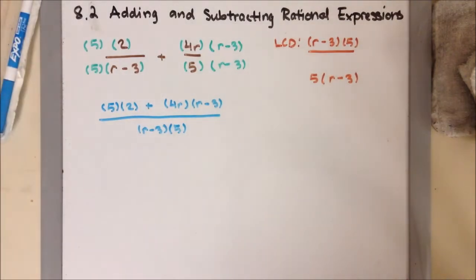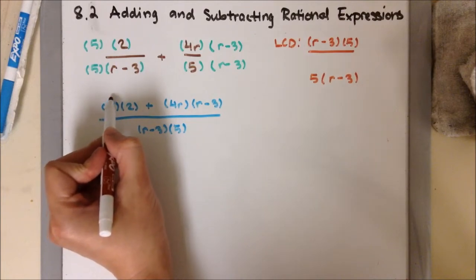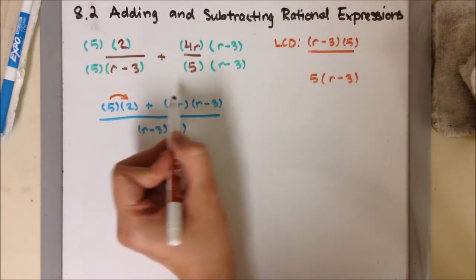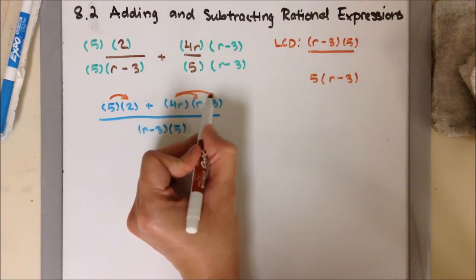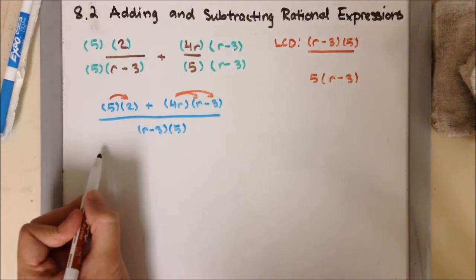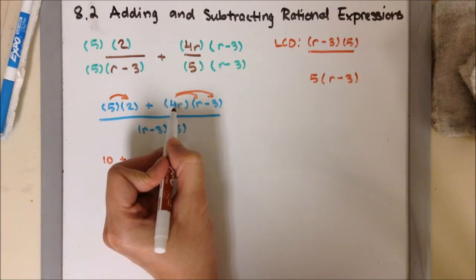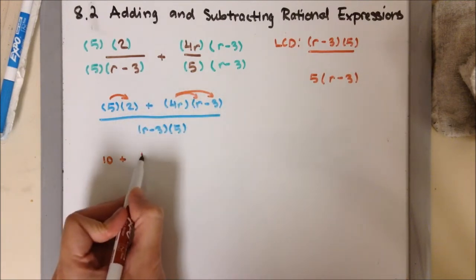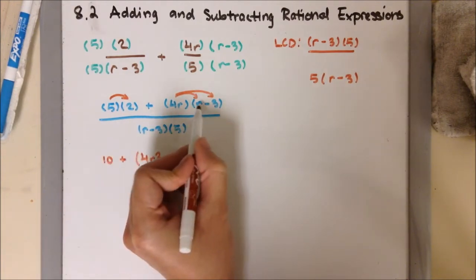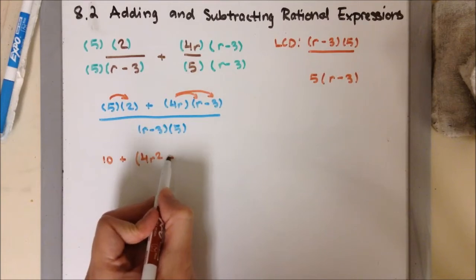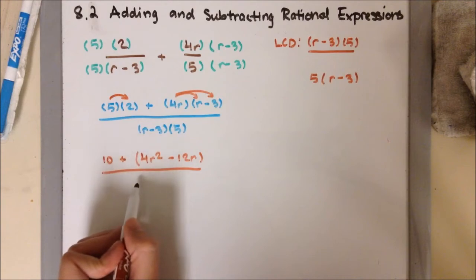Next, we are going to multiply in the numerator. I'm going to multiply the 5 with the 2, and then the 4r I'm going to distribute to the r and the minus 3. So in the first part, 5 times 2 is 10. Then I'm going to bring the plus. Next is 4r times r. That's going to be 4r squared. I'm going to include my parentheses. And then 4r times minus 3 will be negative 12r, close parenthesis, over our LCD.